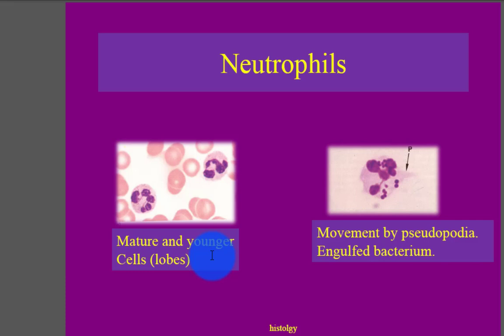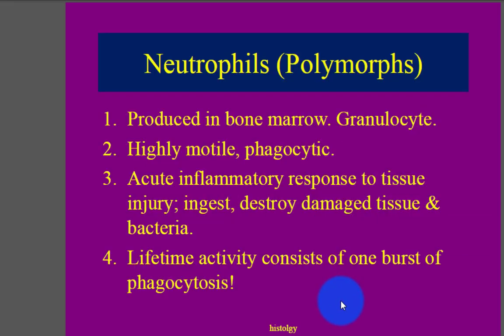Neutrophil, mature and younger: this is younger, this is mature. Movement is by pseudopodia, engulfing bacteria. The neutrophil, or polymorph, is produced in bone marrow. It is a granulocyte, highly motile and phagocytic, with an acute inflammatory response to tissue injury, destroying damaged tissue and bacteria. Lifetime activity consists of 1% of phagocytosis.